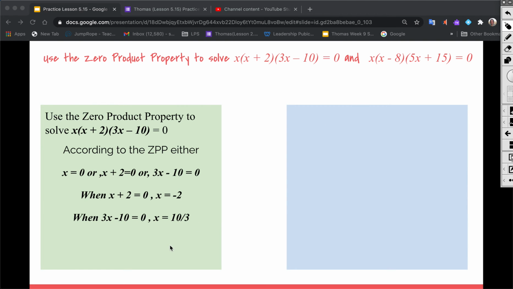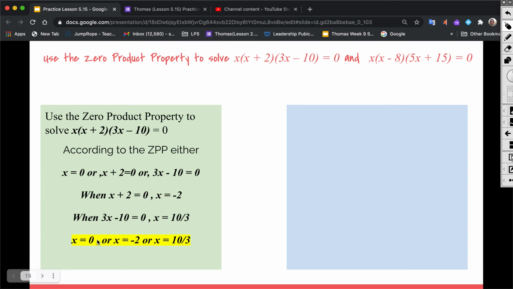So what we'll see is that the values of x for the first problem, x that would make this statement true, x would either be equal to 0, x could be equal to negative 2, or x can be equal to 10 divided by 3. We can approximate that as a decimal. So that's 3 1/3 or 3.33. Looking at the second problem, we're using the same kind of principle. According to the zero product property, x(x - 8)(5x + 15) = 0.